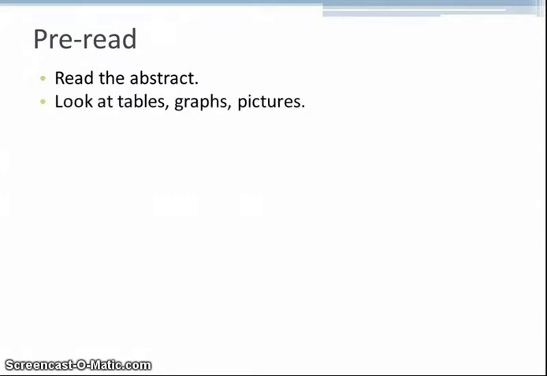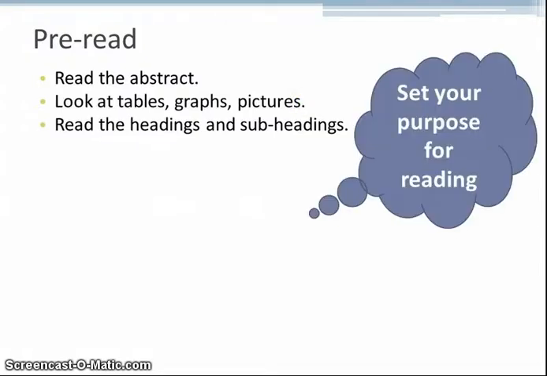And then, just like any other article, we need to pre-read. And the first thing we're going to read is the abstract. In a few minutes, we're going to take a very close look at what that abstract is. But in the meantime, we'll take a look at the tables, the graphs, any pictures or photographs that might be there, the headings, the subheadings. And at this point, we have to set your purpose for reading. As they say, life doesn't come with reading comprehension questions, and you as academic readers have to know why you're reading this article, what you want to get out of it.